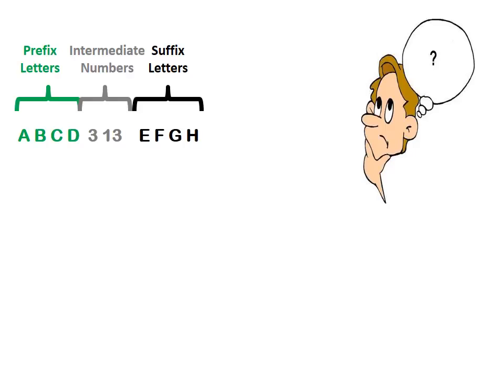The coded string for the PDC normally consists of three parts. The first part is some letters which represent the prefix part. This is followed by some numbers which represent the intermediate part. And at the end is another string of letters which represent the suffix part.